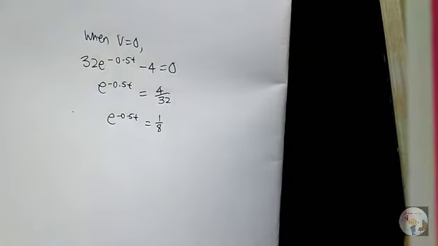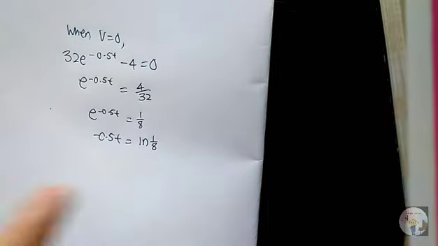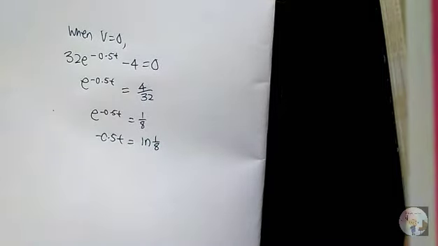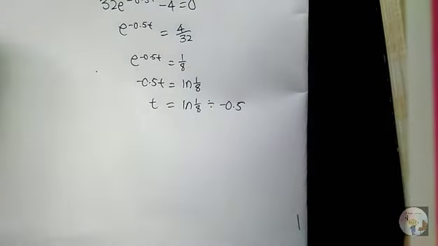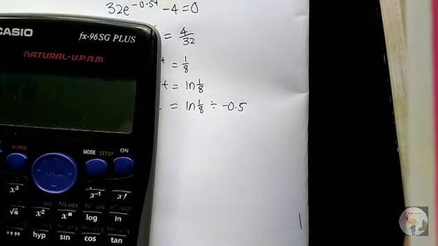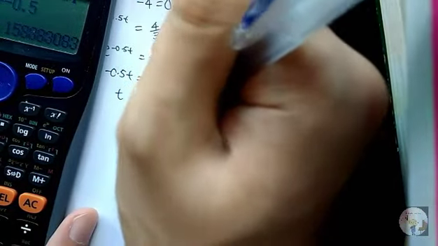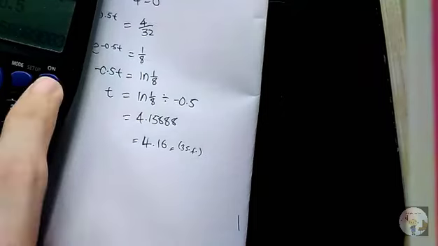Now, how do you get your t? Use ln. So negative 0.5t will be equal to ln of 1 over 8. Now the e is gone, so you have to figure out this thing. It would be more convenient if you express it in terms of t, so t equals ln of 1 over 8 divided by negative 0.5. Key this into the calculator: ln 1 over 8 divided by negative 0.5, and you get this, and this is the answer. It equals 4.15888, which is 4.16 to 3 significant figures. And done. 6 marks down.